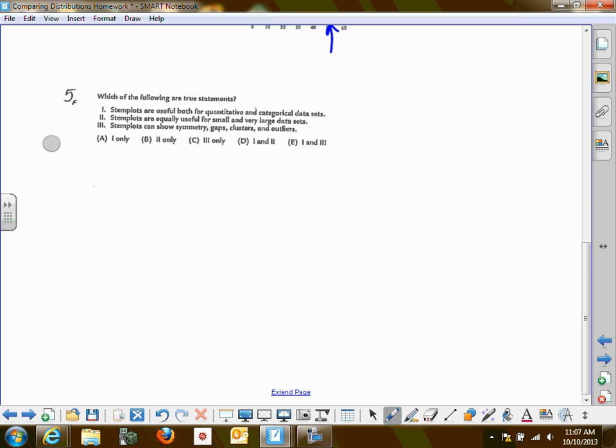Okay, number 5 is one you definitely should have been able to get. A stem plot. It's the stem and leaf plots. Are they used for both quantitative and categorical data? What's wrong with that statement?